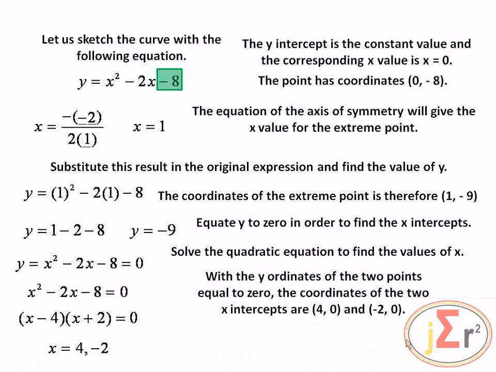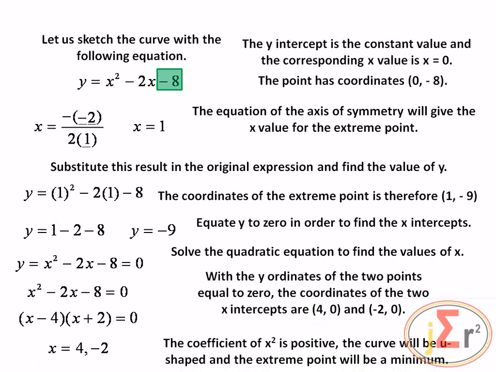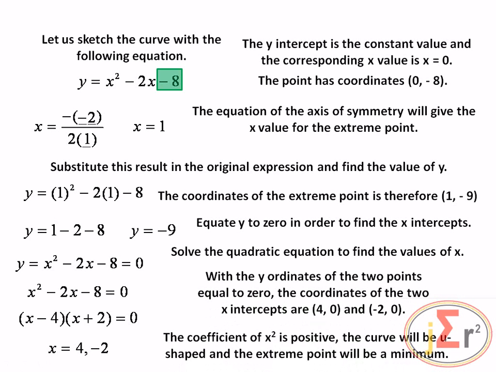With the y-ordinates of the 2 points equal to 0, the coordinates of the x-intercepts are 4, 0 and negative 2, 0. And of course, those are going to be placed on a sketch in order that we can sketch the curve. But the coefficient of x squared is positive. The curve will be U-shaped, and the extreme point will be a minimum.